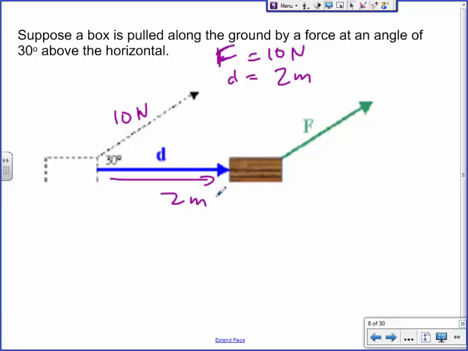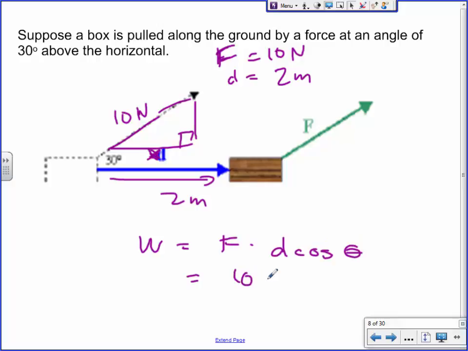Are our forces and our directions in the exact same plane of motion? No. So what we're really doing in this formula is calculating how much of this triangle, how much of the force, was actually in the x direction. Does that make sense? So anyways, we would just do this. Work is force times distance times the cosine of theta. 10 times 2 times the cosine of 30. That's it.